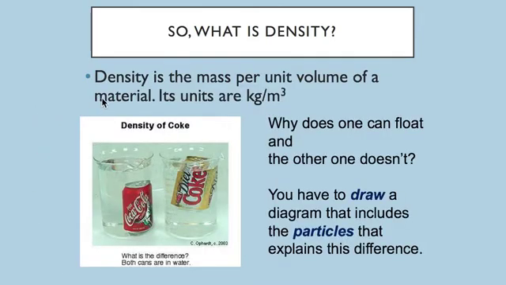If I tell you that density is the mass per unit volume of a material, and because of that its units are going to be kilograms per meter cubed. So here, why does one can float and the other one doesn't? Again, I'd like you to pause it, see if you can draw a diagram of it, and then you can have a look at my diagram and see what the explanation is. Okay, so pause it there. Okay, let's have a look then at what the explanation is and see if your diagram looks anything like mine.